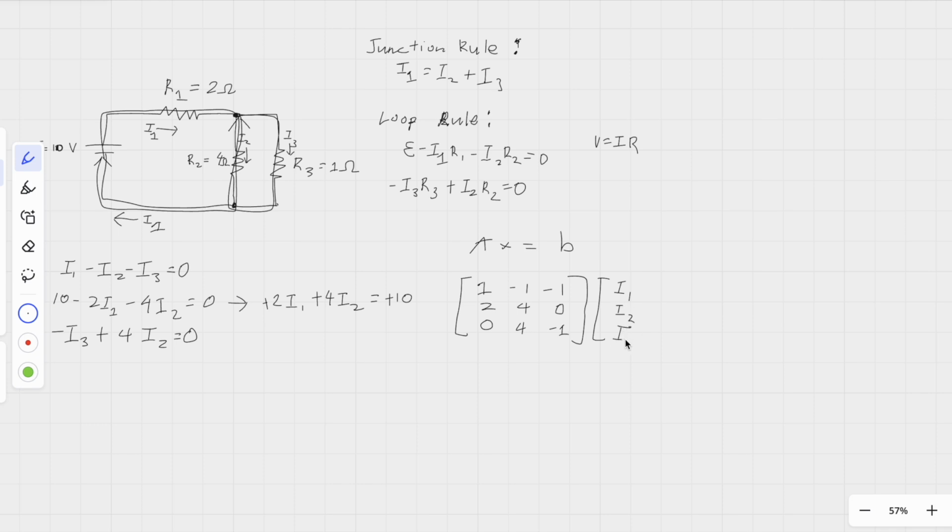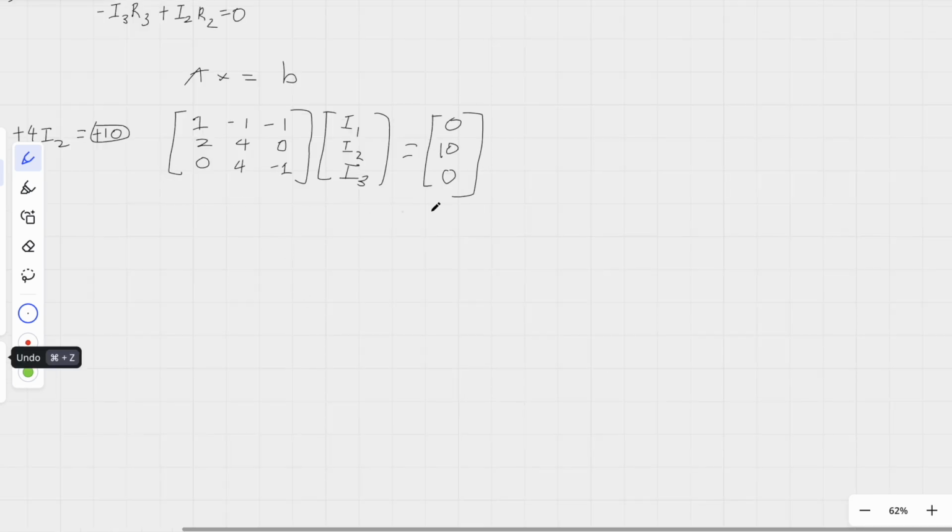and matrix X is I1, I2, I3, and B will equal this right side. So it will be 0, 10, and 0. And there we go. We will have a matrix to solve for. Now we can start solving this. First of all, we can turn it into an augmented matrix like this.